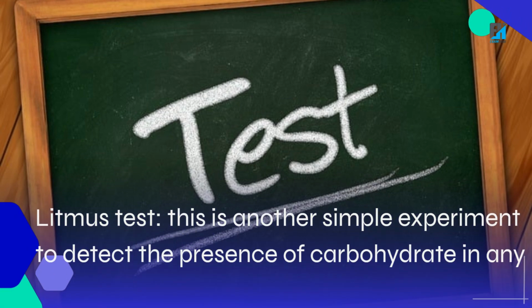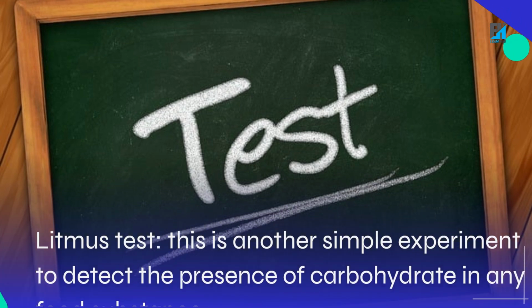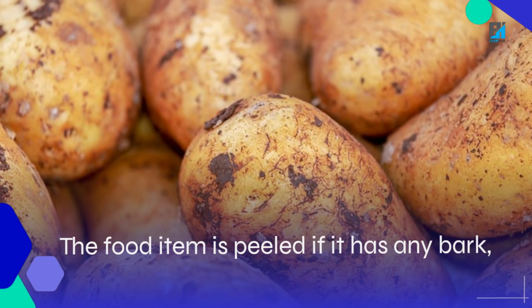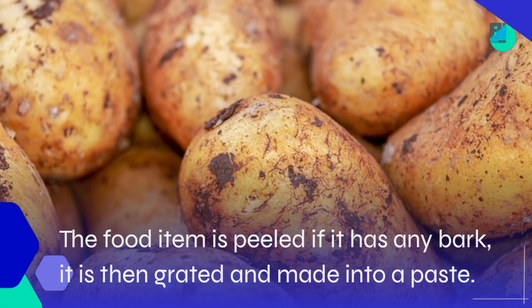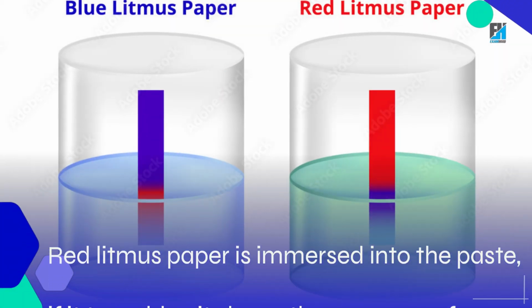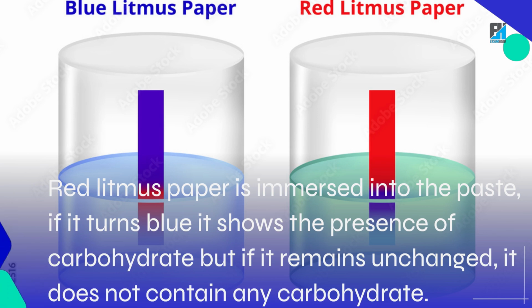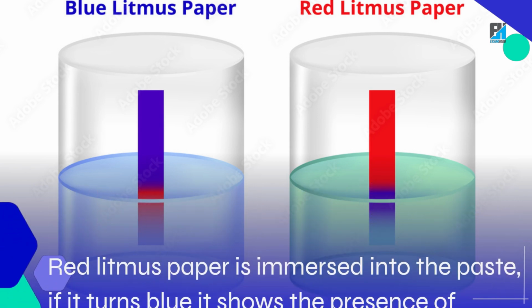Litmus test: this is another simple experiment to detect the presence of carbohydrate in any food substance. The food item is peeled. If it has any bark, it is then grated and made into a paste. Red litmus paper is immersed into the paste. If it turns blue, it shows the presence of carbohydrate, but if it remains unchanged, it does not contain any carbohydrate.